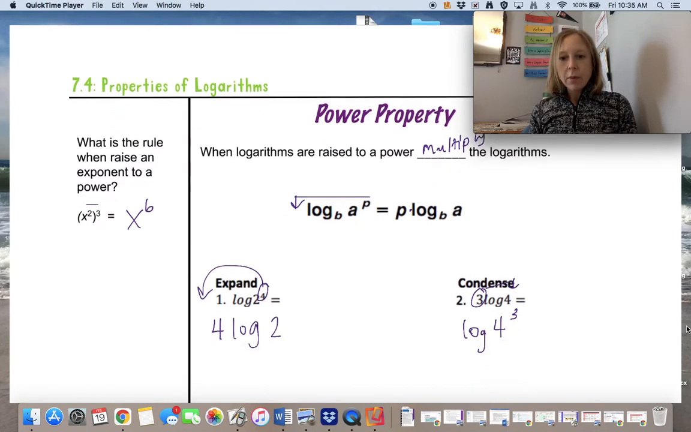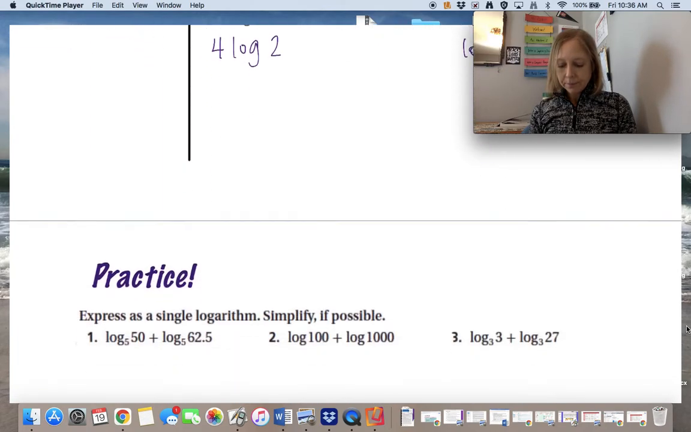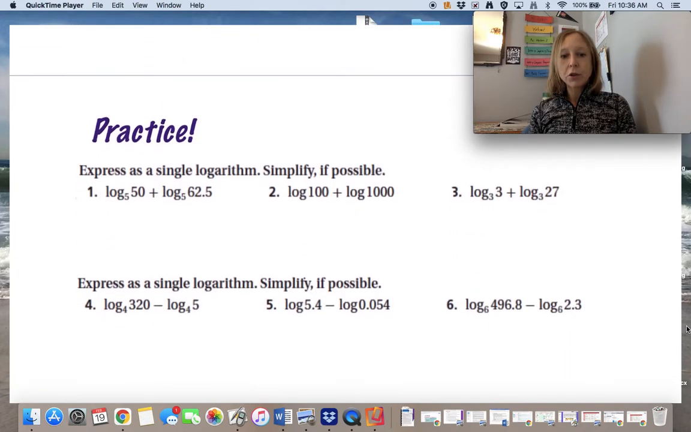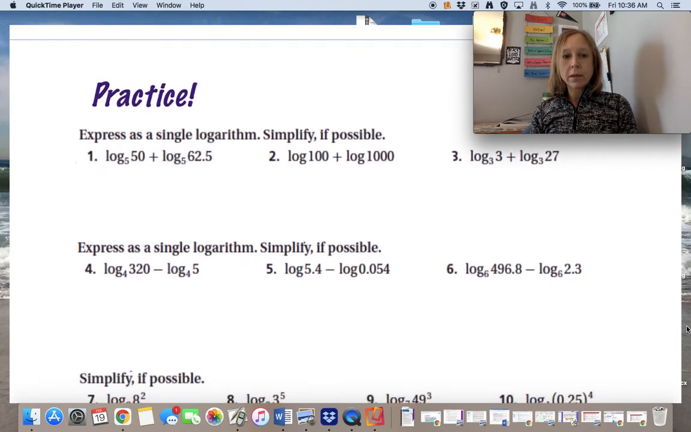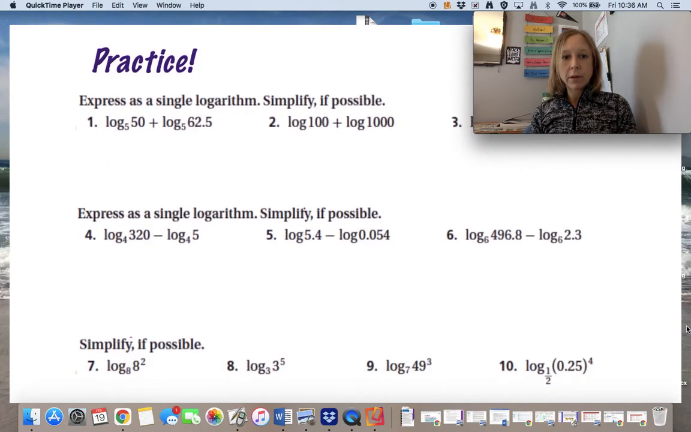So let's take a moment and practice these. Now, I do want you to go a little further with these than we saw in our previous example. So we'll try one of each together, and then I'm going to ask you to pause the video and come back and check your answers for those final ones. So, let's read the directions. Express as a single logarithm, simplify if possible.